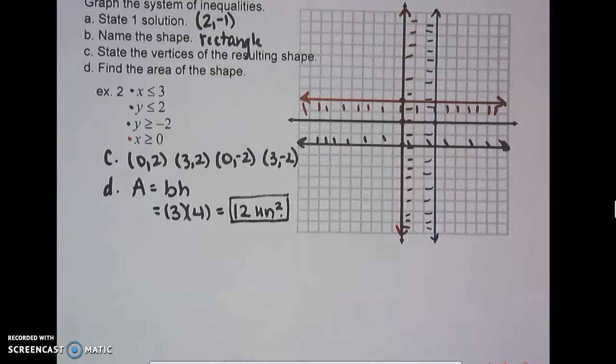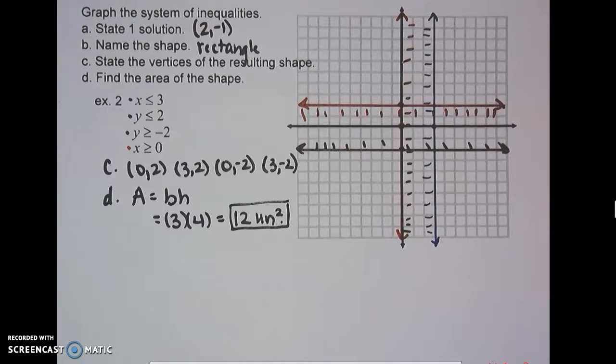So let's look at these things. So what you're doing here is just graphing them and then following those instructions of stating one solution, just like we've practiced in the past, and then we're going to extend our thinking. So we're naming the shape, stating the vertices, and finding the area. It should either be a rectangle or a triangle for our questions today. So just make sure you're looking for those things, and Desmos can help as well. That's it.